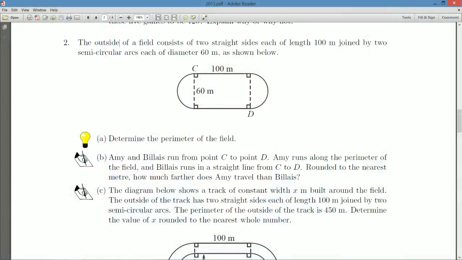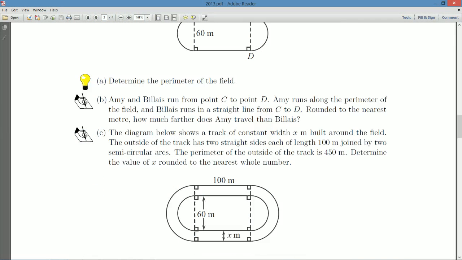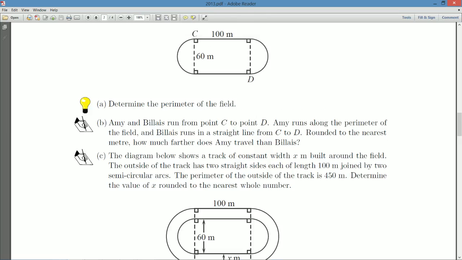The outside of a field consists of two straight sides, each of length 100 meters, joined by two semicircular arcs, each of diameter 60 meters, as shown below. Straight sides here, semicircular arcs here, and we have a nice little rectangle in the middle, as shown by all these right angles. Alright, A part. Determine the perimeter of the field.